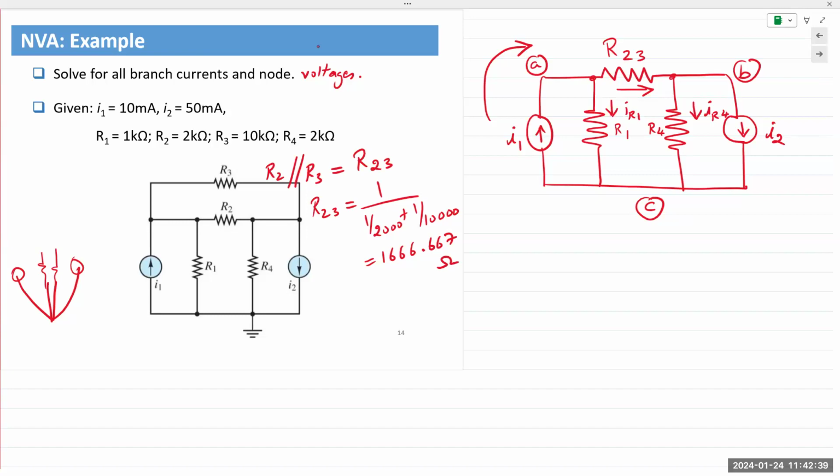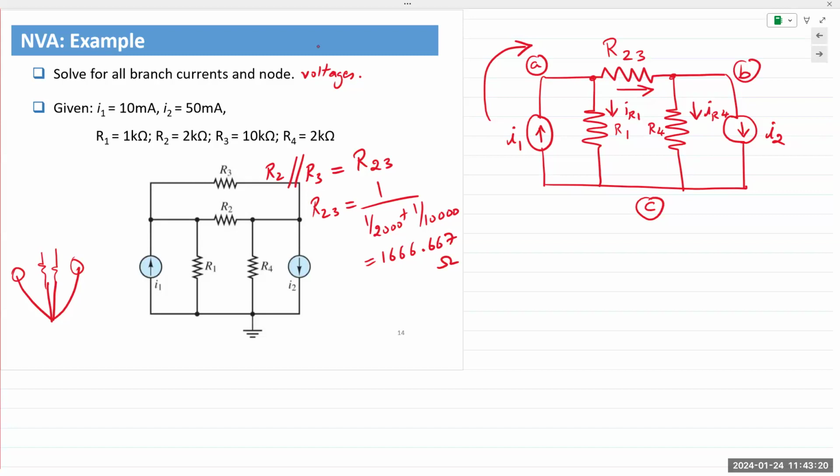Again, as I said, the assumptions can be anything. Going in one direction, going in the opposite direction will not make a difference. 10 students can choose 10 different things. One student could choose the opposite direction for R23, another might choose opposite for IR1 or IR4, or make a different assumption about the reference node. It doesn't really matter. You could solve this problem with different assumptions and still end up with the same answer. So going down for IR1 and IR4, and then going from left to right for IR23.